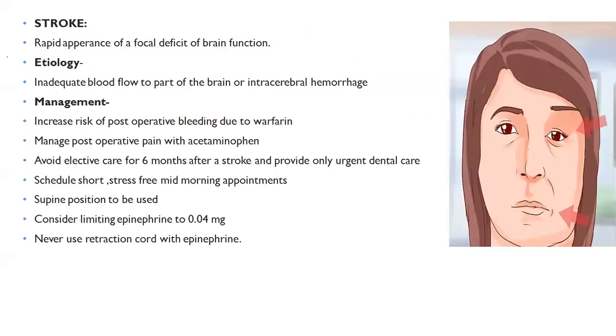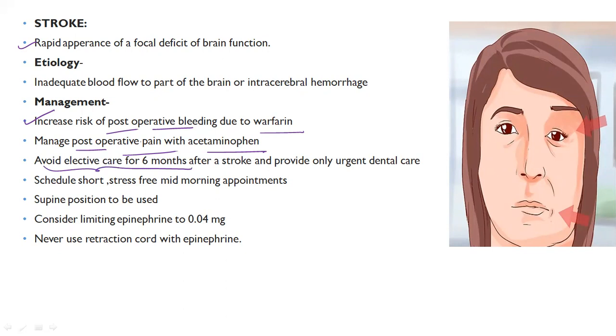Now coming to stroke, you can see the side of the face is different over here. There is drooping of the lips, the eye is also drooping, and you can see half of the face does not look normal. What happens is, in a particular region of the brain, there is not enough blood reaching that part. Those patients always have a high risk of post-op bleeding due to warfarin. So always try to manage post-op pain with acetaminophen. And if the patient has suffered a stroke, you avoid doing any treatments for 6 months.